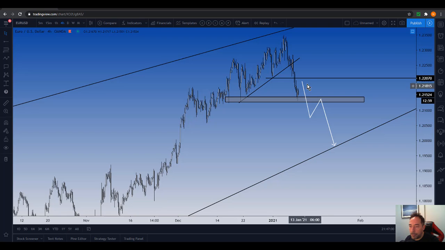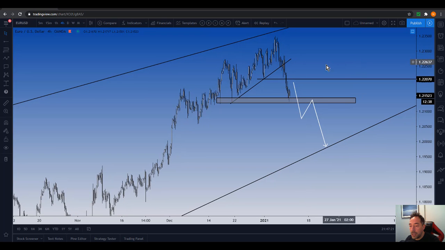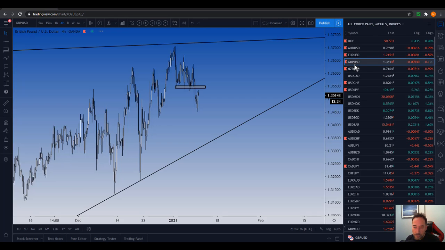We'll be looking for that pullback, maybe into 1.22, rejection there. It comes into this area of support here, move stops to break even from this trade, see if it breaks, pulls back, maybe another trade there. So Euro dollar shorts could be on the cards, but I'll be waiting for, you know, the right price action.